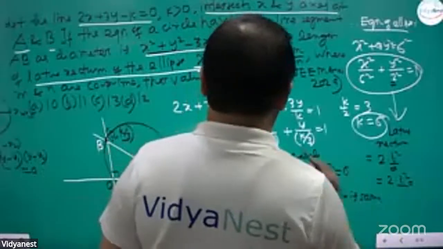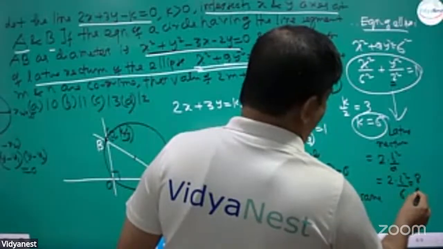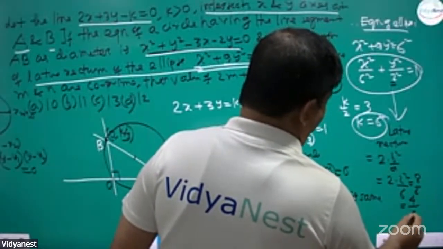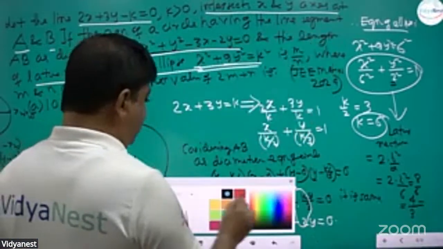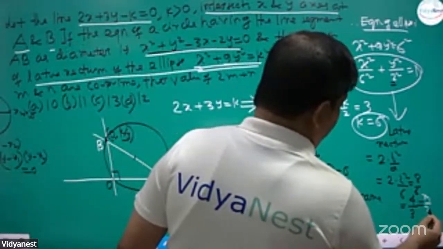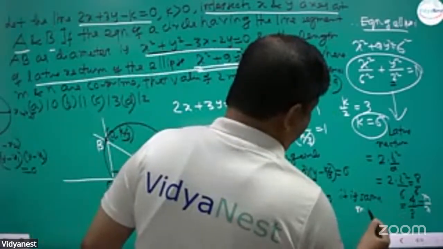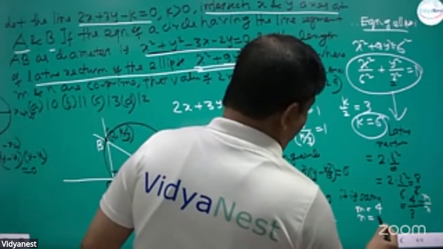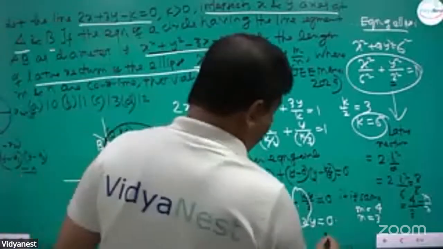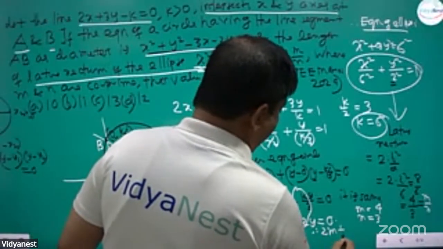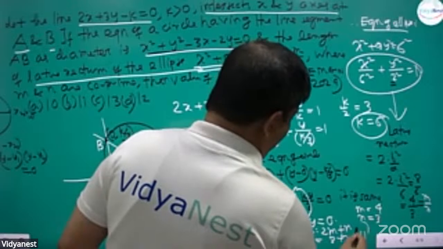A is 6/8 by 6/4 by 3. And that is comparable to what? m by n. They are also co-prime. So by comparing, we can get m is 4, n is 3, and you are told to find what? 2m plus n. Therefore, 2m plus n is 2 into 4, 8, plus 3, 11.